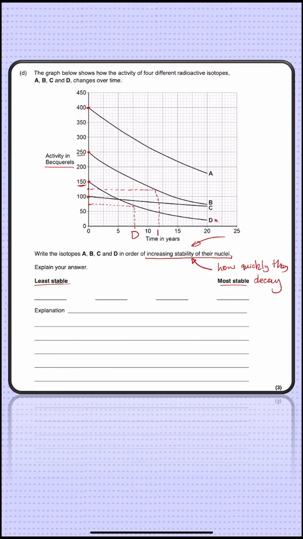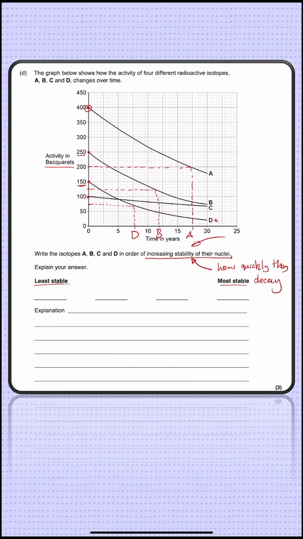So that's for B. Now we've got to look at A and C. So we're going to come across a problem in a second. So not with A. A is fine. We've got 400. Half of 400 is 200. So let's draw a line at 200. And you can see here, the half-life's even longer. So it's taking even longer for it to halve.